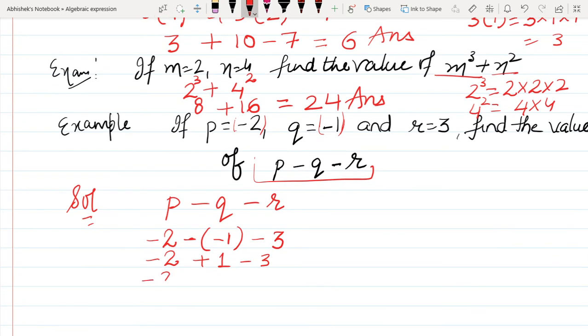Now collect the negative terms on one side and the positive on one side. So now we have minus 2 minus 3 plus 1. Minus 2 minus 3 is minus 5, plus 1 remains as it is. Now we have opposite signs, minus 5 plus 1. Whenever we have opposite signs we subtract the numbers. 5 minus 1 is 4, and the sign of the bigger term comes. Here the sign of the bigger term is minus. So the answer is minus 4. So this minus 4 is the value of this algebraic expression p minus q minus r.